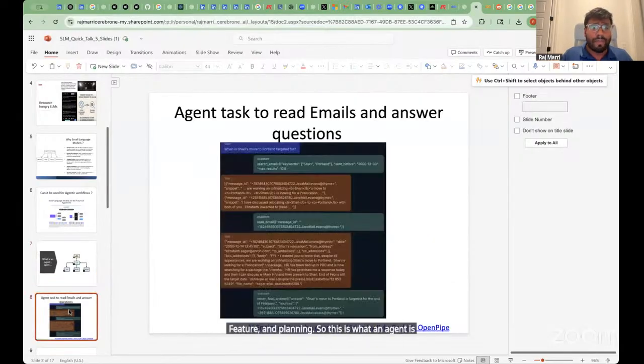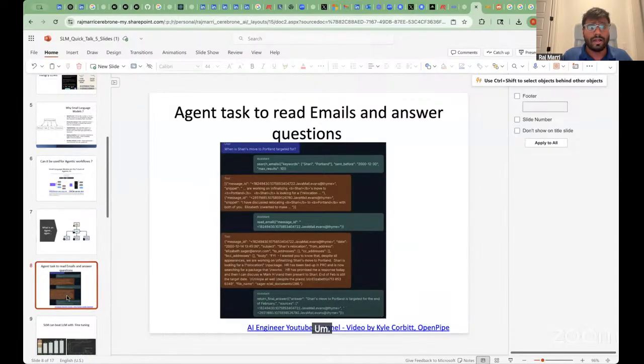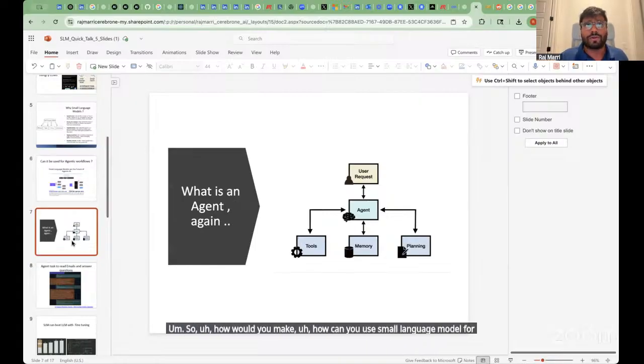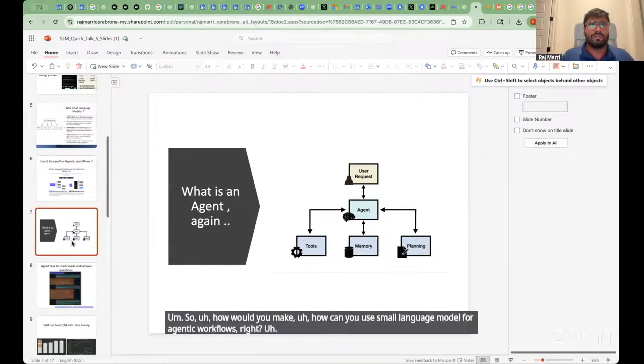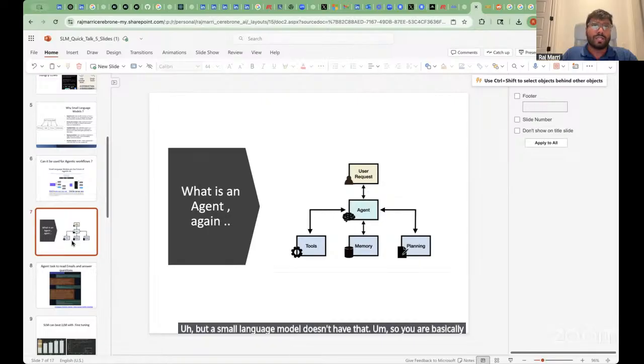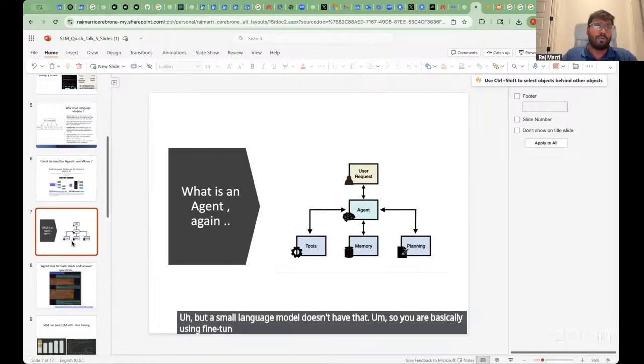So how can you use small language models for agentic workflows? Large language models' ability to reason or plan is really great, but a small language model doesn't have that. So you are basically using fine-tuning to make these small language models perform a specific action way better than a large language model, and that can lead to cost savings and all.